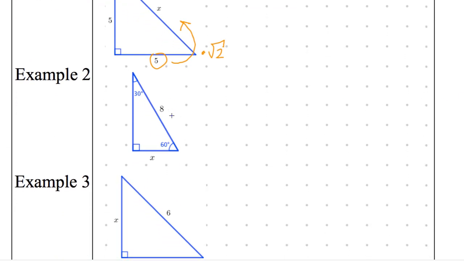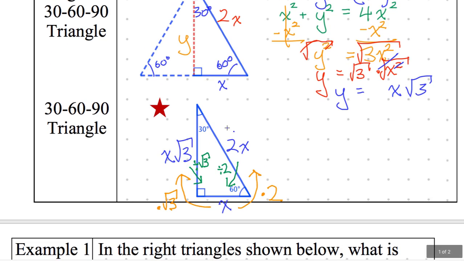I now have 8 and I need to get to x. What operation do I do to go from the hypotenuse to the short leg? What is the operation? And we're going to start shouting these out. What is the operation to get from 8 to x? Divide by 2. And again, that's just matching with our diagram here. To get from this hypotenuse to this short leg, I divide by 2.